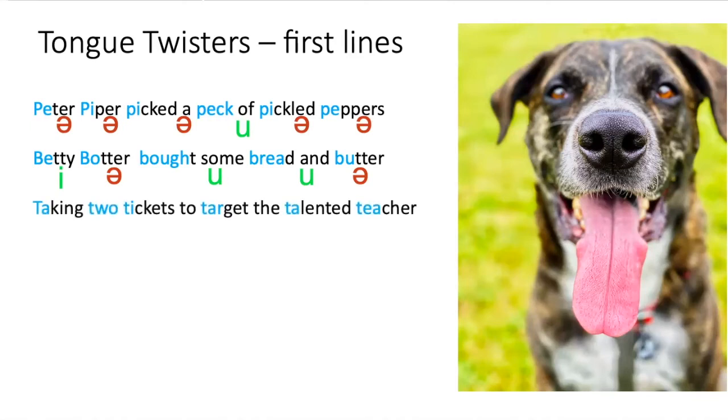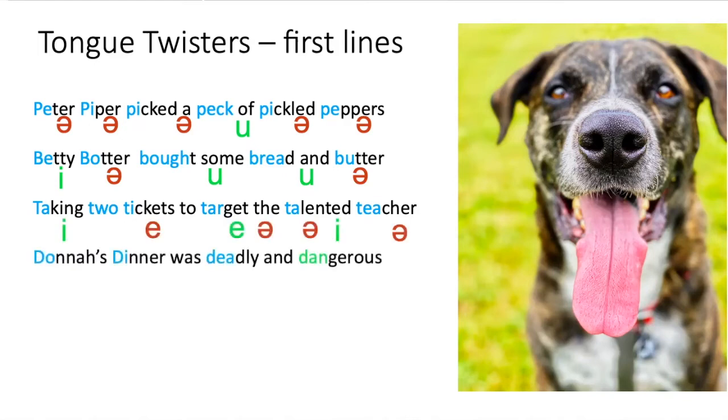Taking two tickets to target the talented teacher. Taking two teachers to target the talented teacher. But you can see that by working on these tongue twisters, you're learning stress, relax, stress, relax, stress, relax. Donna's dinner was deadly and dangerous. Donna's dinner was deadly and dangerous. Yeah, I can't do it myself. But you can see there's practice as a result.